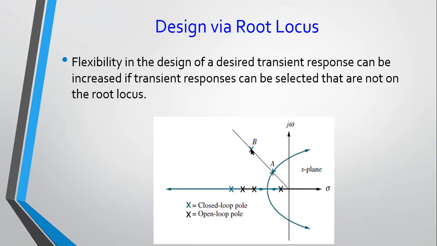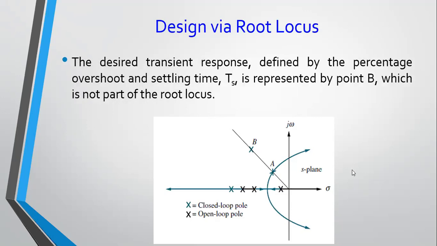Now, what if you wanted to have, in this case, a point B? You wanted your system to go through point B here, which means you would want a different transient response, in terms of a lower peak time and a lower settling time, but with the same percentage overshoot. The desired transient response defined by the percentage overshoot and settling time Ts is represented by point B here, which is not part of the root locus.